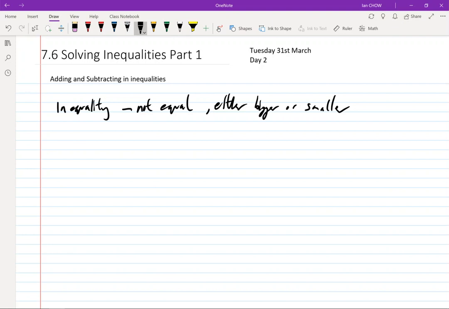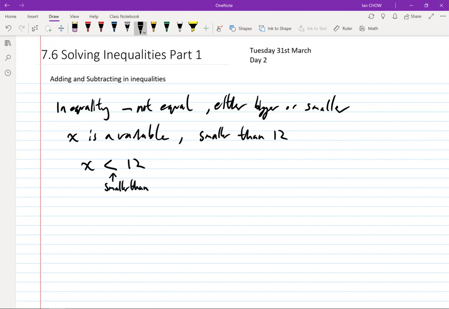If we say that x is a variable, and I also give it an extra rule, and the rule is it has to be smaller than 12, for example, then I can write this as an inequality. This will be the inequality x is smaller than 12, like this. Here is our x, this means smaller than, and then we have 12 over here.